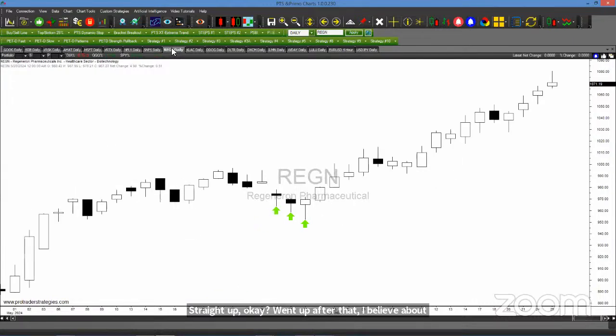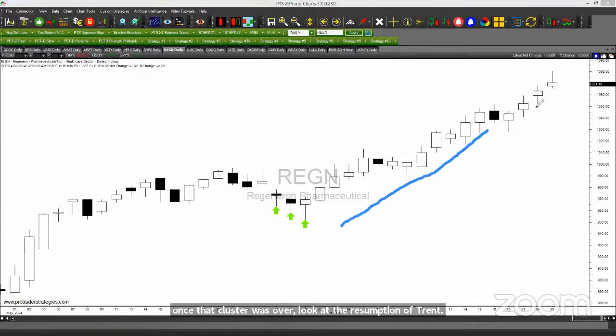As we look at REGN, Regeneron, the same thing. We had a cluster of buy setups right here at the end of May, okay, on this very moderate to shallow pullback. And once that cluster was over, look at the resumption of trend, okay? Straight up after that, and you could have taken advantage of that and possibly captured 85 points altogether with that resumption of trend.